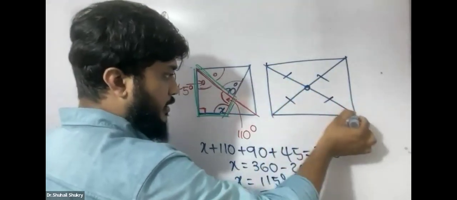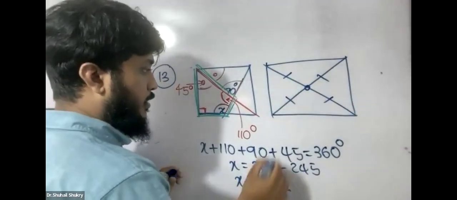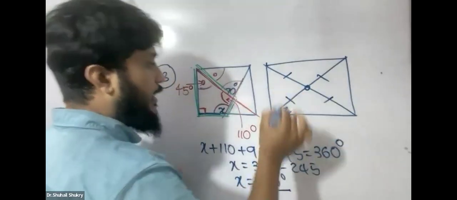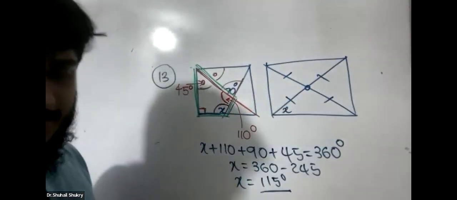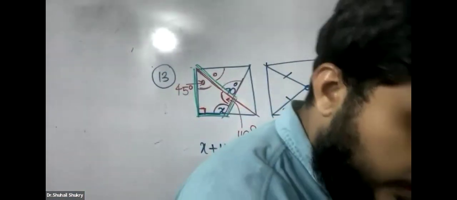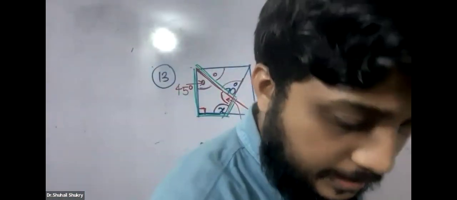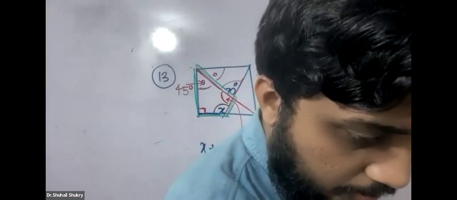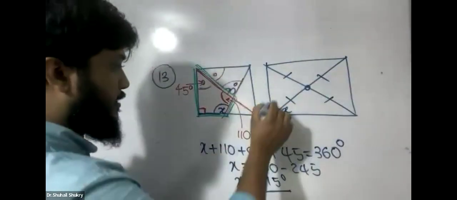Therefore, all four sides are equal. Therefore, what type of triangle is this? Isosceles triangle. Then this angle is how much? x. This angle is x. And they have given this angle as x in the 11th question, the previous one. So not that time, this angle only is x. They have given this angle as x.